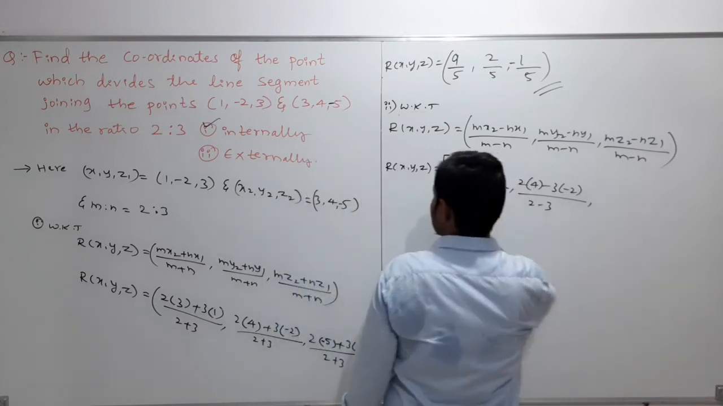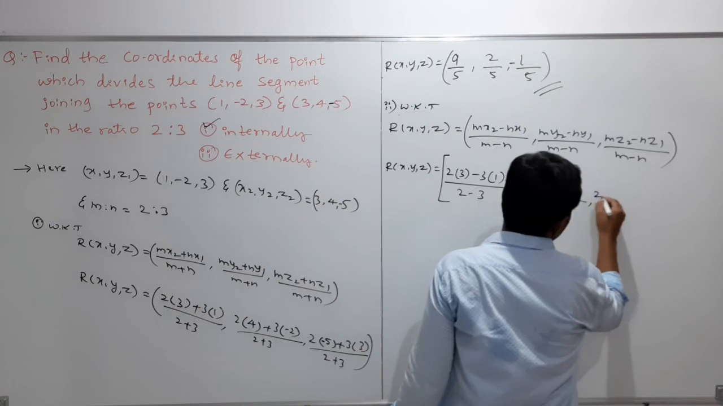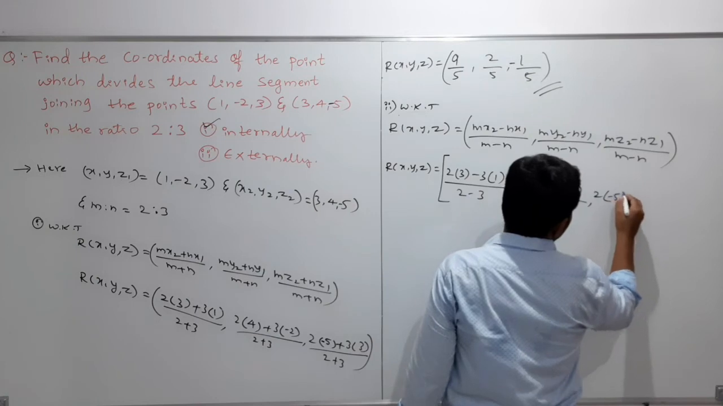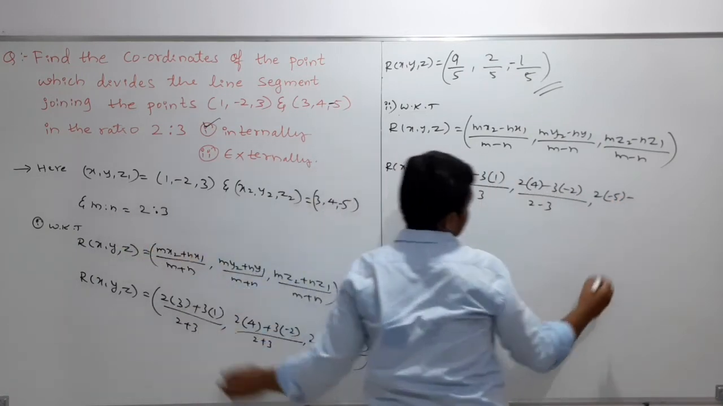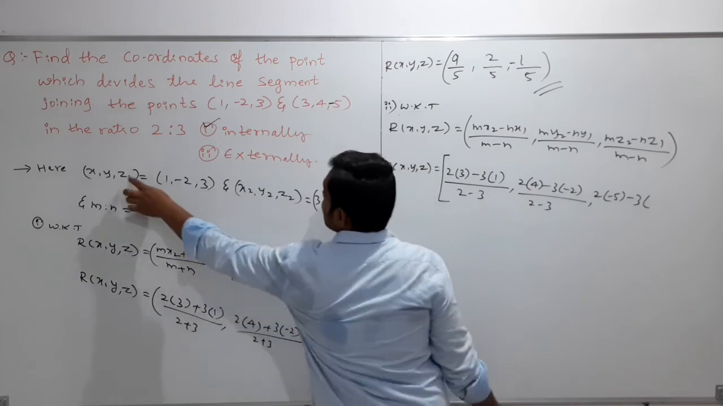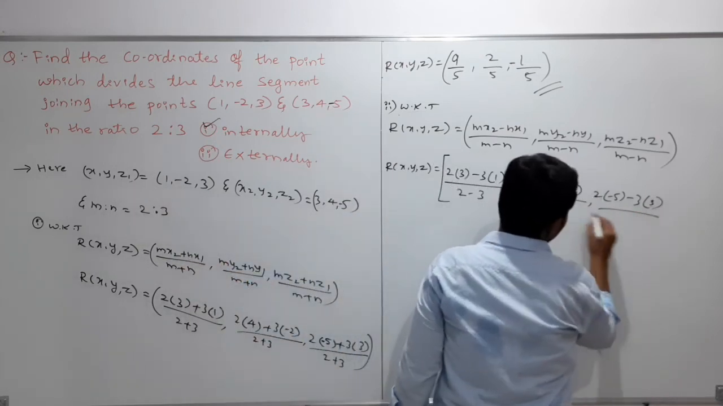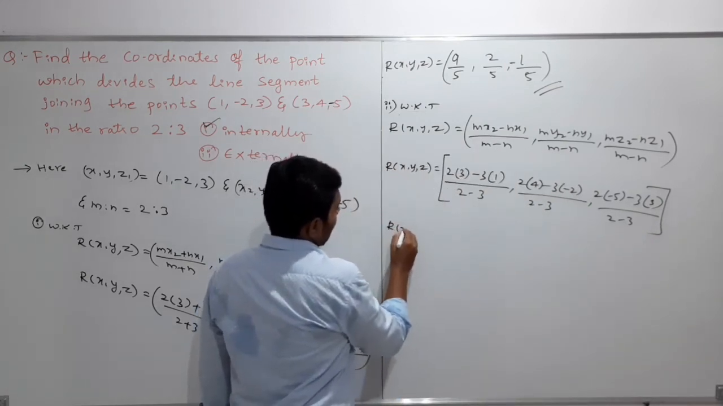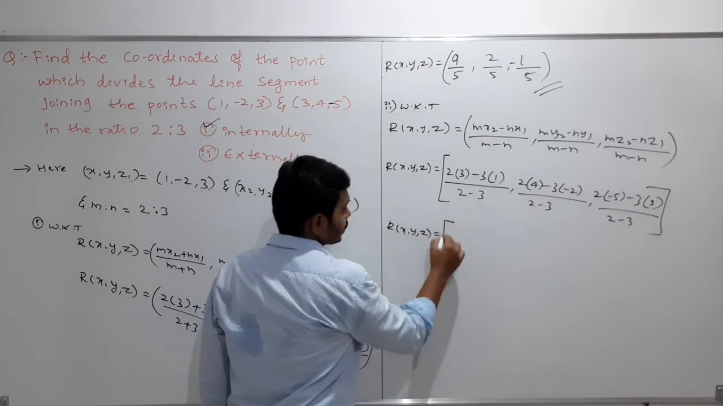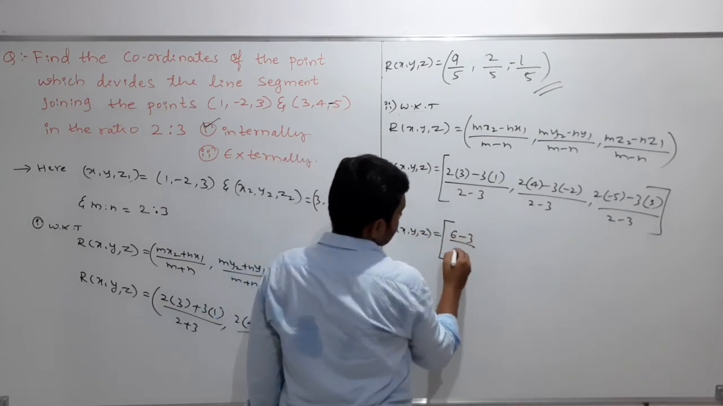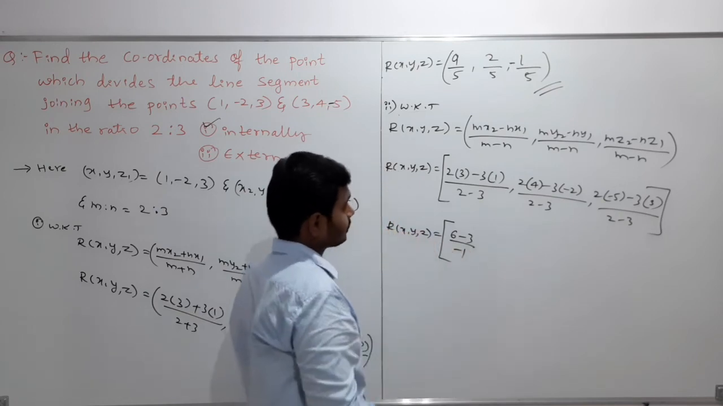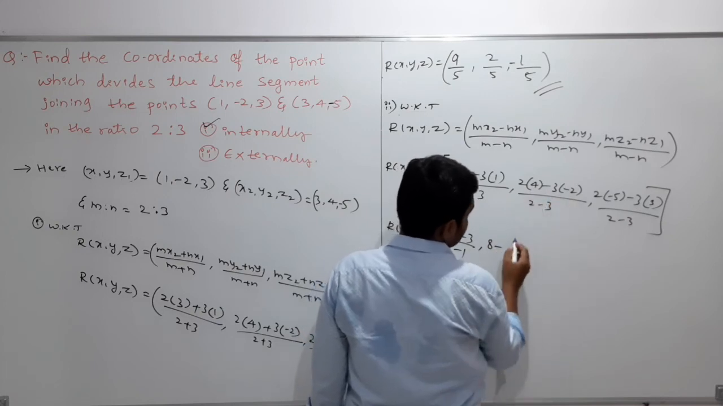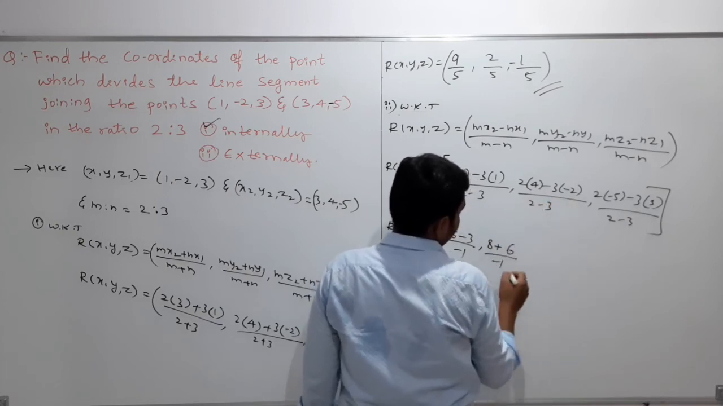Whatever you wrote, the same way I am writing. And next one, m value is 2 into z2, which is minus 5, minus n value, which is 3, into the z1 value, which is 3, whole divided by 2 minus 3. So simplify further, my dear students. Therefore r of x comma y comma z is equal to 3 2s are 6 minus 3, and 2 minus 3 is minus 1, comma, next one is 4 2s are 8 plus 3 2s are 6, and minus 1.